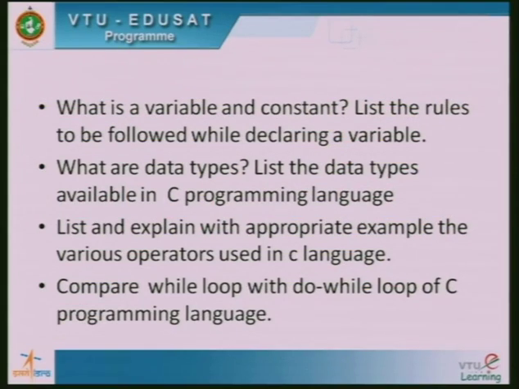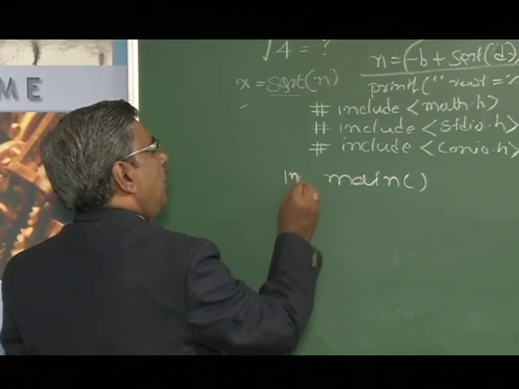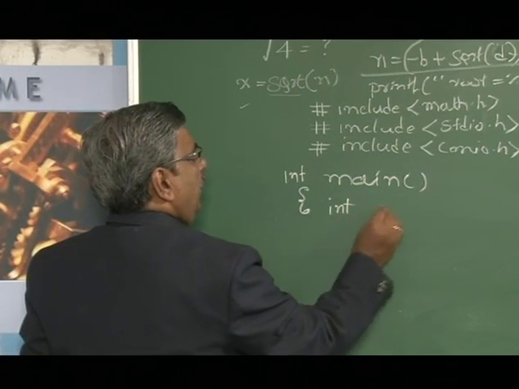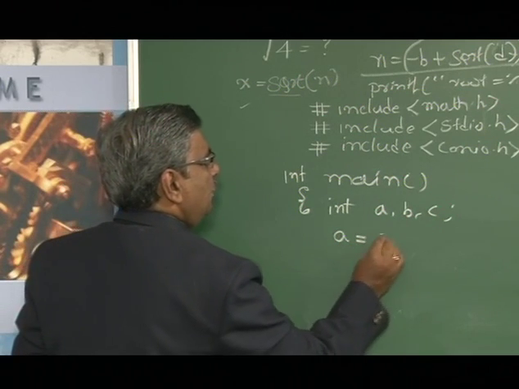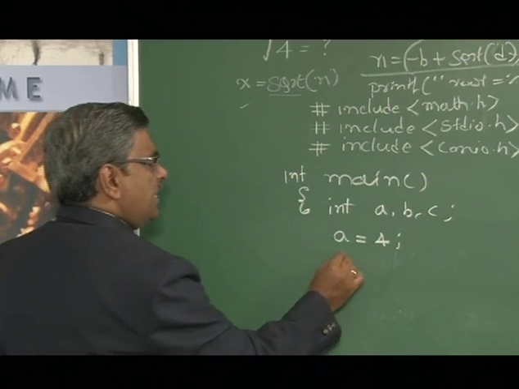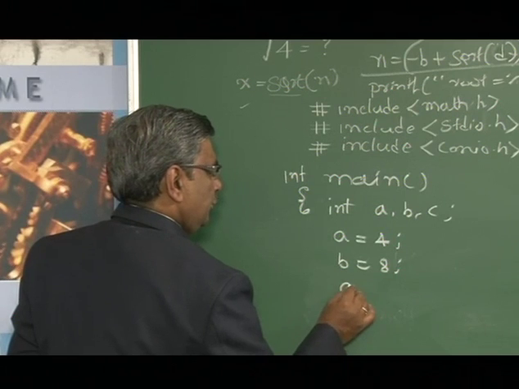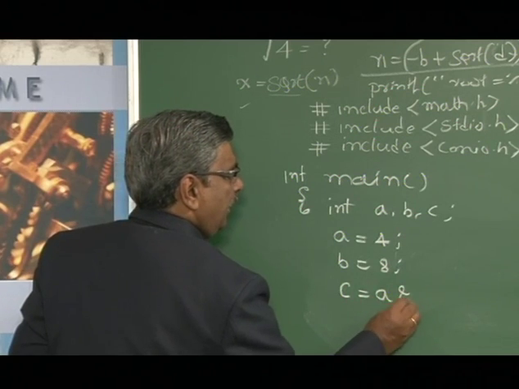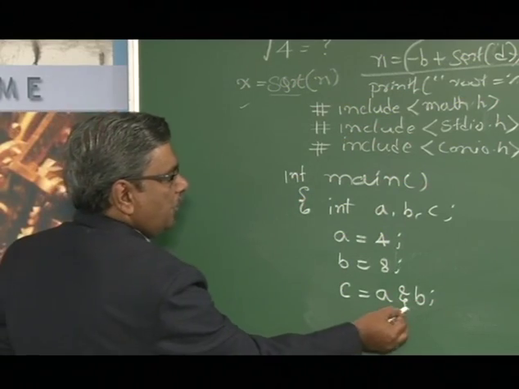So let us understand with a small example how we can use the bit operator. So main, int or void, whatever it is, begin. int A, B, C. A is assigned 4, B is assigned 8. Let us say C is equal to A and B. What is the value of C? It is a single bit operator. You observe this single bit.